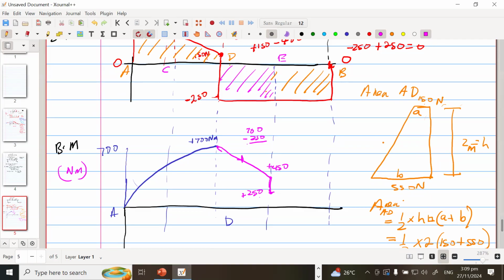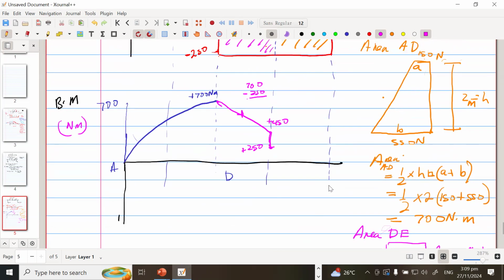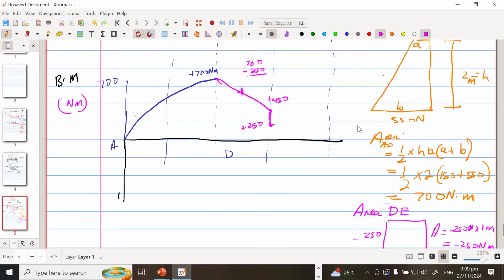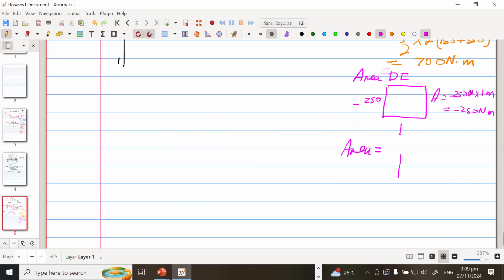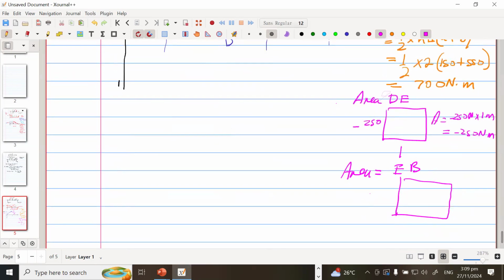All right, from this point now, you have the last part, EB. What is happening at EB? The next area is just a simple area. The area is EB, and it's a rectangle again. Let's draw the rectangle again. What's the area on it? The shear force is a minus 250, not true? So it's another minus 250 times 1. So the area must be minus 250 times 1, which gives me minus 250 Newton meter.